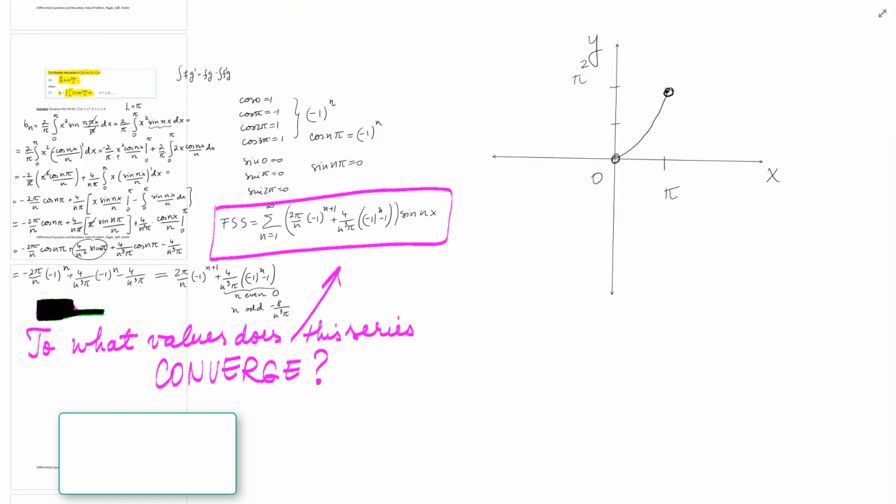Okay, so now let's add some extra to this problem. Once we found the Fourier sine series, which I actually put in a purple rectangle, let's answer this question: to what values does this series converge? So I actually drew a picture of the function f of x between 0 and pi. It has open dots at the endpoints. And I want to find out to what function this series converges. So how do I do that?